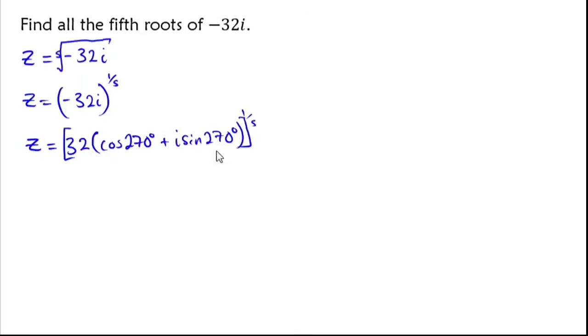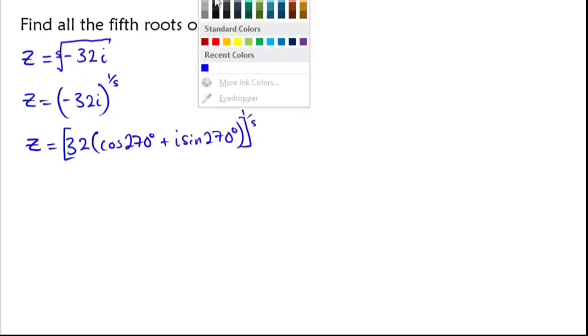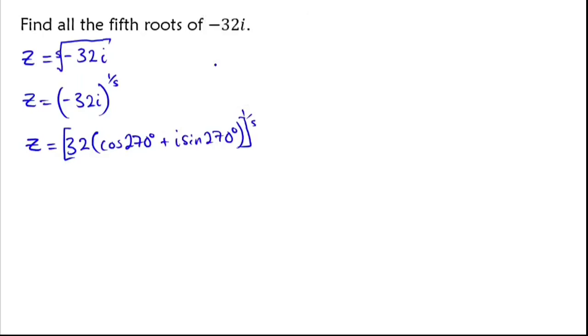Now after that, we need to apply De Moivre's theorem. But before we do that, we can say z is equal to 32 raised to the power 1/5 multiplied by cos 270 plus i sine 270. Using radians, this will be 3 pi over 2, like I said. So now, this also has the power 1/5, like that.